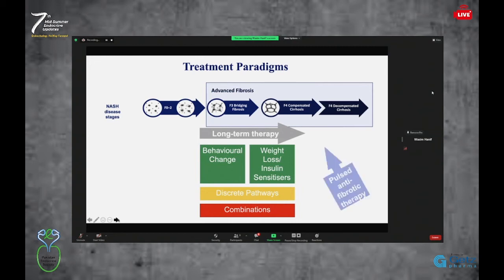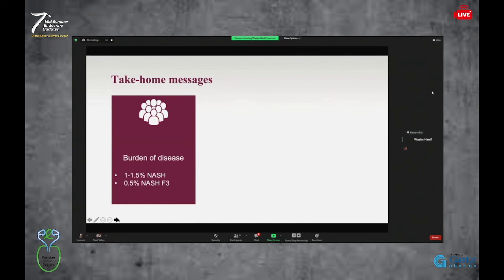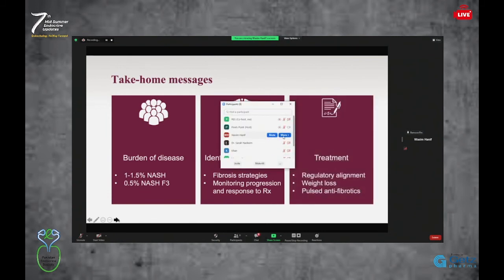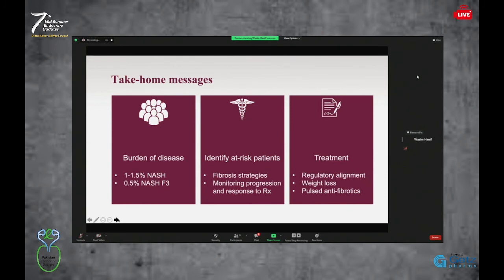So the take-home message is the burden of the disease, nearly 1 to 1.5% of NASH is there. But if you look at the NASH where we need to be concerned about, it's about 0.5%. Still, it is quite a big problem, and it is going to get worse as obesity rates rise globally. We need to identify at-risk patients with fibrosis strategies and monitor progression in response to treatments with better monitoring and non-invasive methods. And in terms of treatment, the regulatory alignment offers us very little choice. It's mainly around weight loss and pulsed antifibrotics. So that's the end.